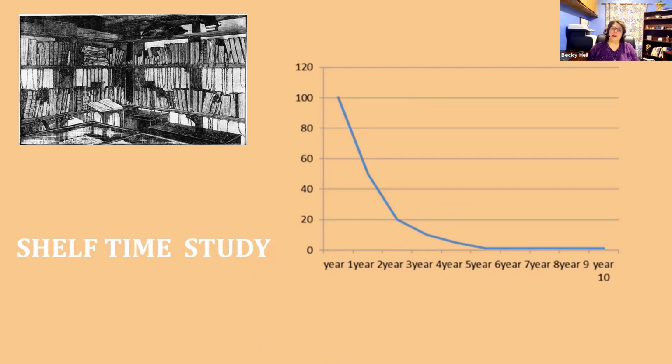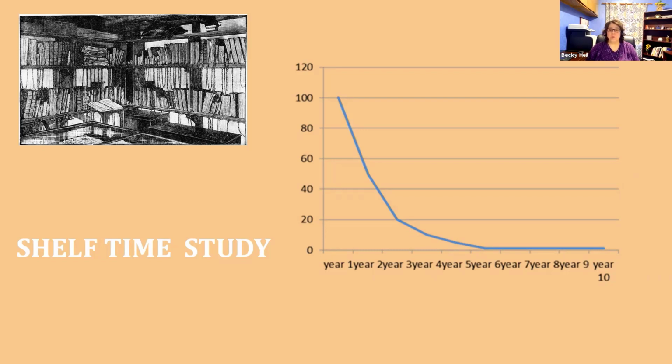This next slide talks about a shelf time study. This answers the question, how long does something sit on your shelf? The formula for this one isn't too complicated. You look at the number of circulations of each title over a certain time span. So maybe you had 100 circs in the first year. It drops to 20 in year 2 and less than 10 in year 3. By year 4, it's generally close to 0.